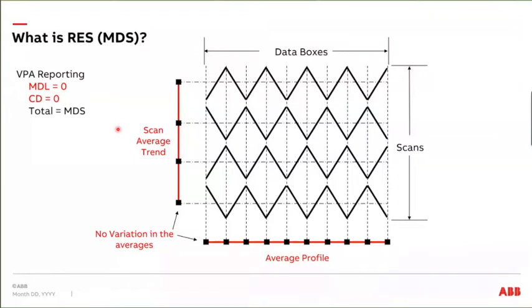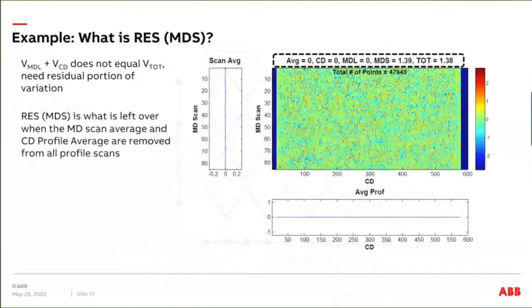Yeah, no, that's great. Thanks, Kevin. You can interject as we're going through here if you have any comments. So, taking what Kevin was just talking about, this is actually an example of where this data is the residual. You can calculate the residual by removing the scan average and removing the average profile. So you'll notice this data set has the CD and the MDL components effectively at 0.